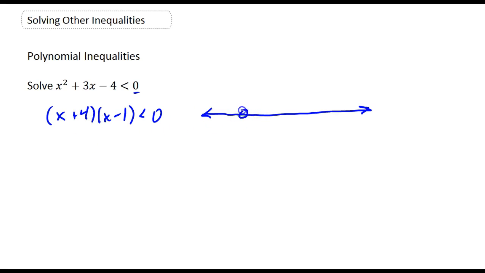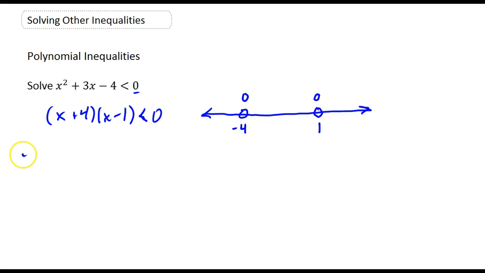So I'm going to put an open circle at -4 because I do not want to equal 0. I want to be less than 0. I know that the expression equals 0 at +1. So I put an open circle at +1. I've divided my number line into 3 regions: less than -4, between -4 and 1, and greater than 1. So let's test a point in each region.